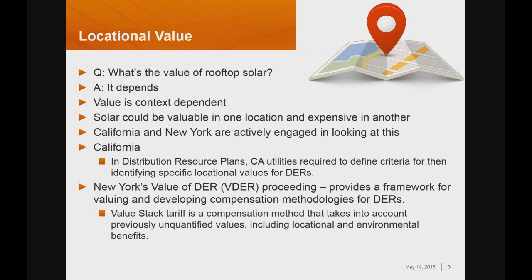And California and New York are really leading when it comes to looking at and trying to understand the locational value. So in California, the distribution resource plan requirements require California utilities to define criteria for assigning value to DERs, and then to identify specific locational values for DERs. New York has a value of DER proceeding that provides a framework for valuing and developing compensation methodologies. And so in New York, they have the value stack tariff, and the value stack tariff is a compensation method that takes into account previously unquantified values, including locational and environmental benefits.